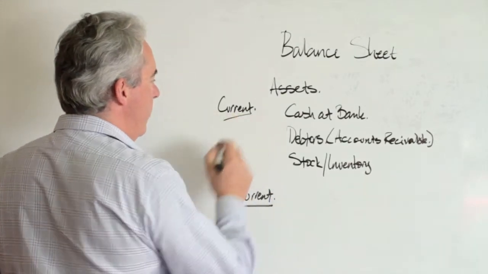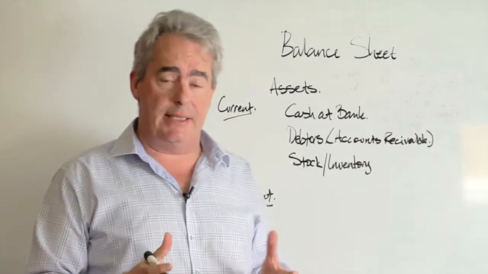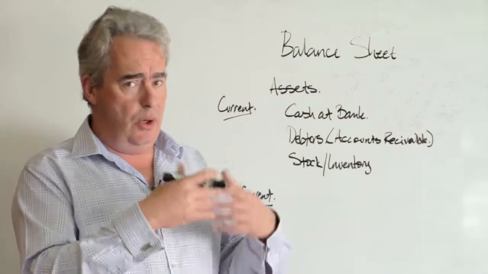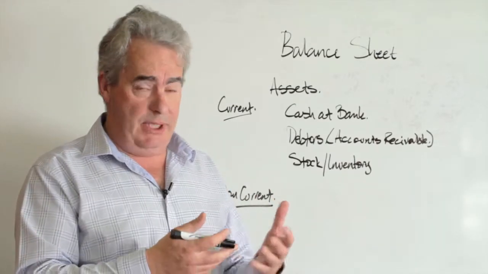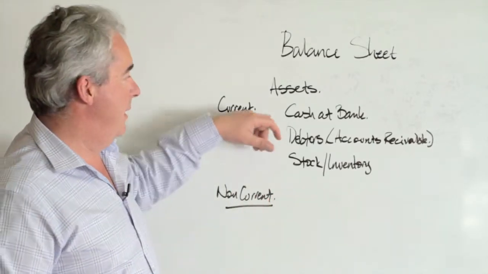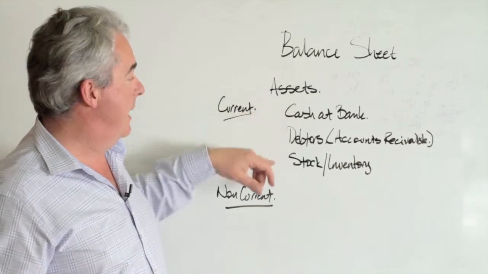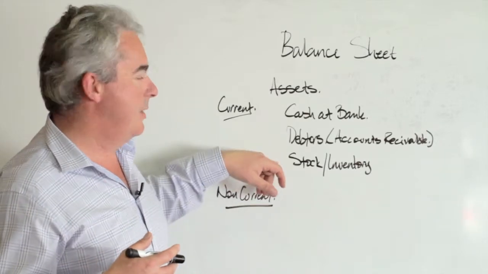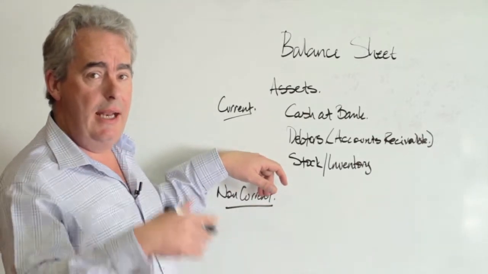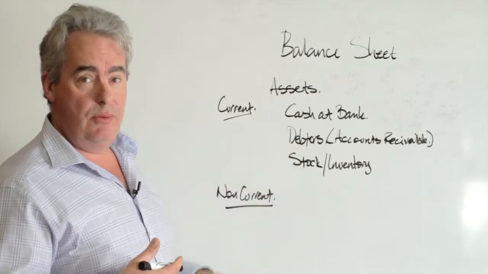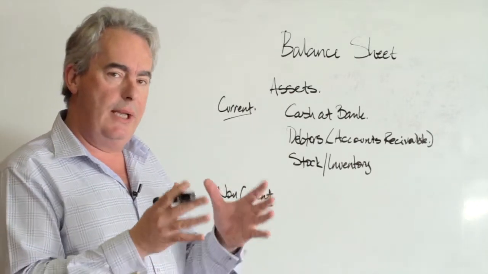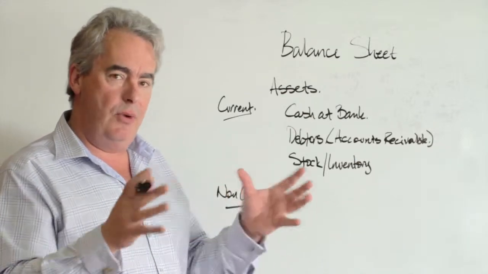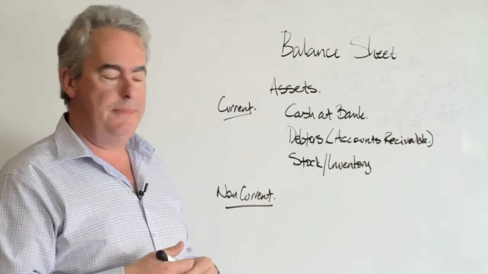Okay, so when we talk about current assets, they're assets that we are going to use or sell or collect or deal with within the next 12 months. So our cash at bank we're going to use within the next 12 months. Our debtors, I'd certainly hope that we collect them within the next 12 months. Our stock and inventory, we would look at selling that and collecting the money from that in the next 12 months. So when you see something that's called a current asset, or a current liability in the liability section, that means that it is going to be realised within the next 12 months.